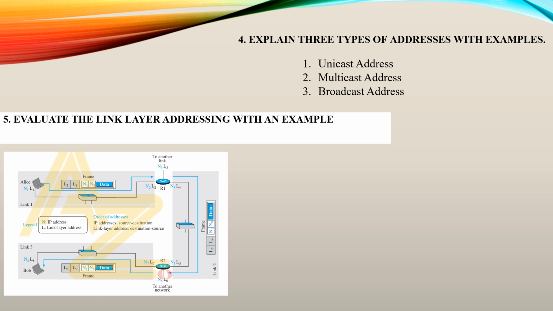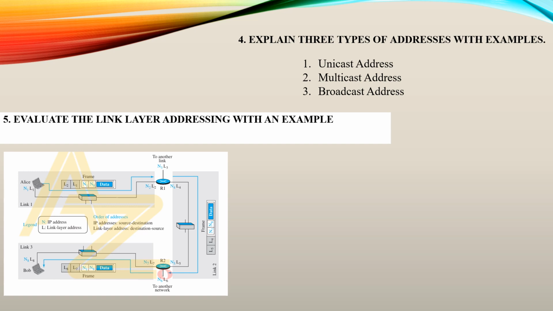Fifth question, evaluate the link layer addressing with an example. Here you can draw this diagram and explain that this is the source which wants to travel through different links to the destination. Each piece of data transferred through the link will have a frame of data, because it is link layer addressing.